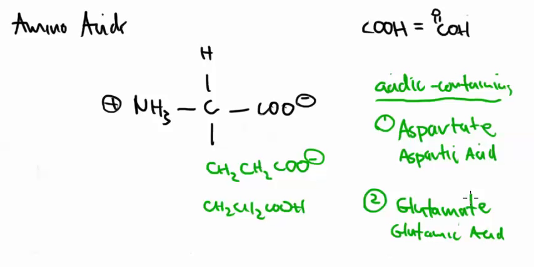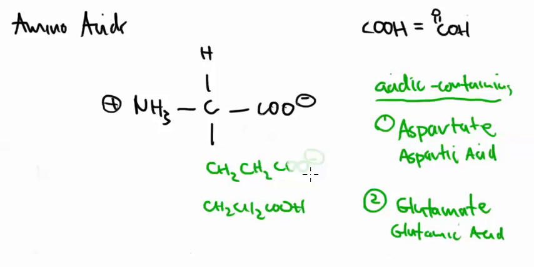Depending on the pH that you put it in, they can go by different names. At physiological pH, we're looking at aspartate and glutamate. And that's what we refer to them most of the time as. However, depending on the environment, again, these things can go by a different name because they're now protonated or deprotonated. All right, so there's our acid-containing ones.